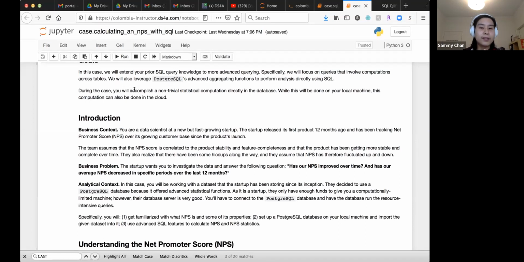PostgreSQL has several more very useful and advanced aggregating functions. That's why we will be using PostgreSQL instead of SQLite.